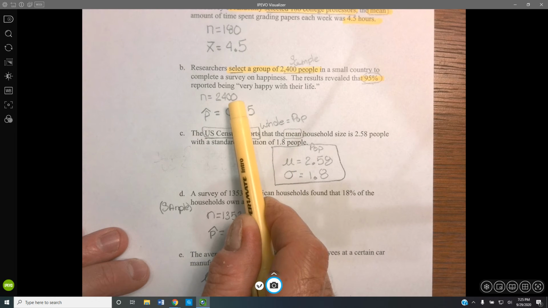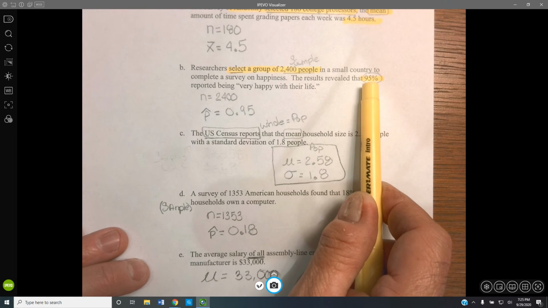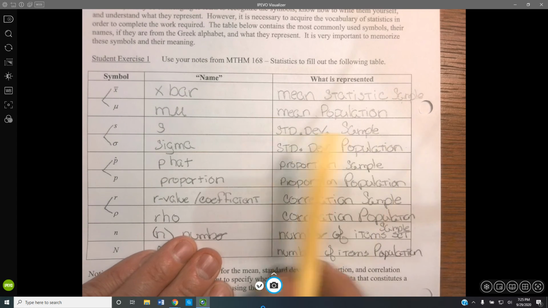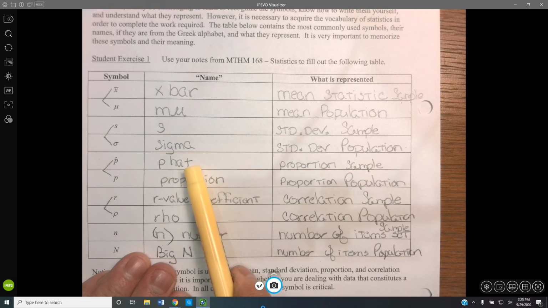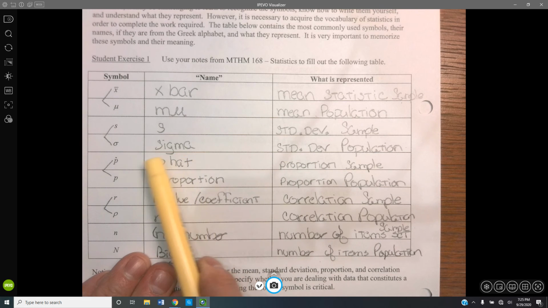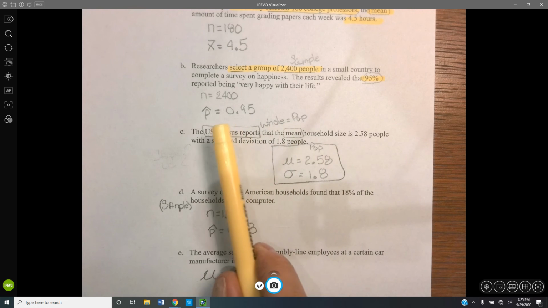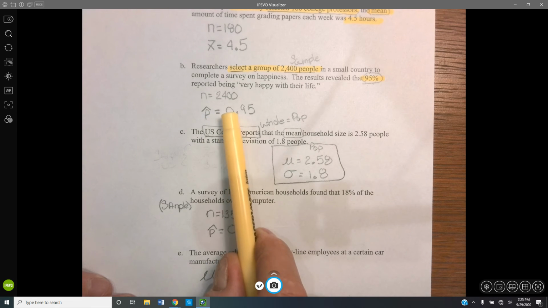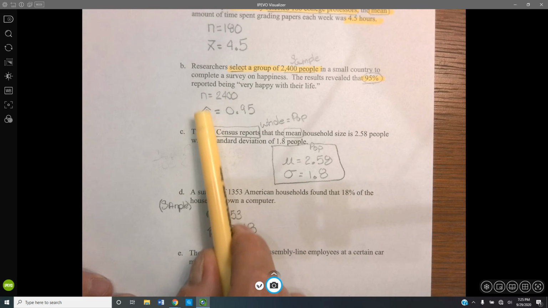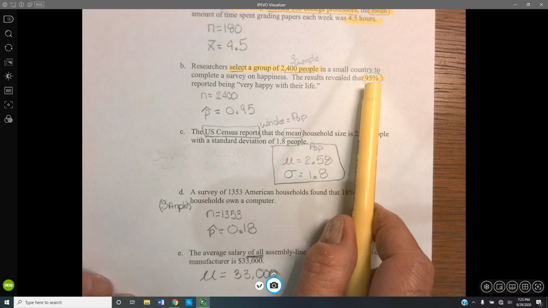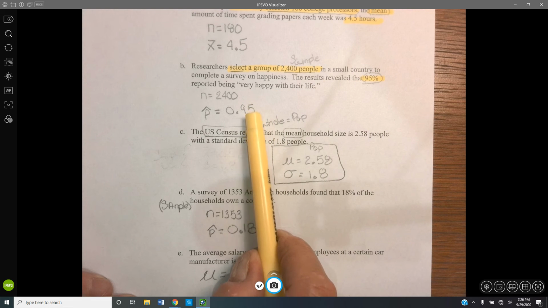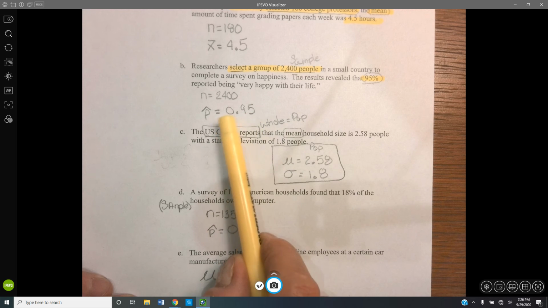n is 2,400. Because it's a proportion of a sample, it becomes p hat. Proportion of a sample, p hat. So my statistical notation has to include p hat. And notice I put it equal to 0.95. When we talk about a p hat value, we don't talk about the percentages. We don't talk about the fractions, even though they can be given in the written problem. We convert all of them into decimal notation. p hat equals 0.95.